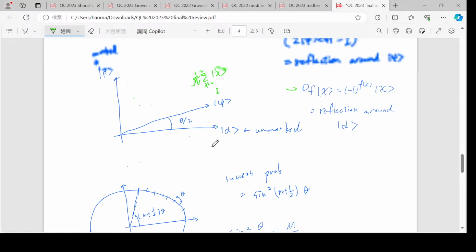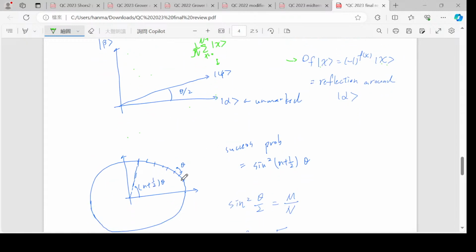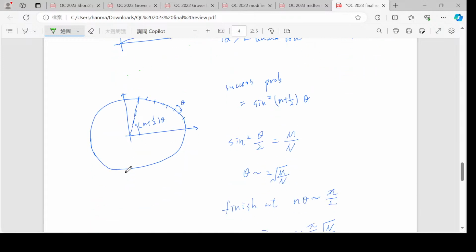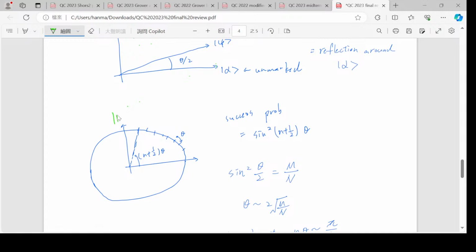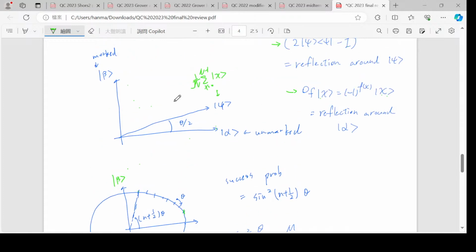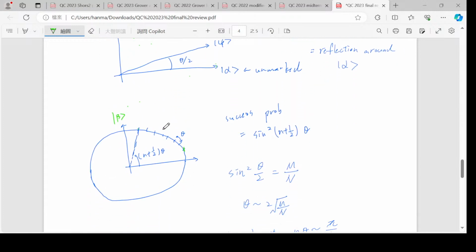Anyway, so back to the geometric picture. So every time you rotate n plus 1/2 theta, and you want to end at around beta here. Remember, this beta here is all the marked items. Our state starts with a very little overlap with beta, but we keep rotating. We want to rotate our state to somewhere near beta. If we rotate to near beta and then we measure, then we are very likely to get something in beta.